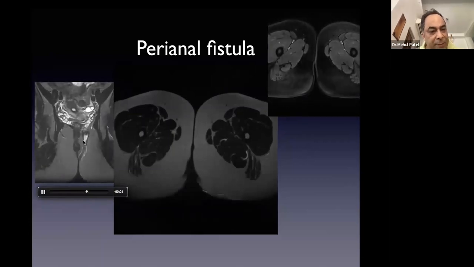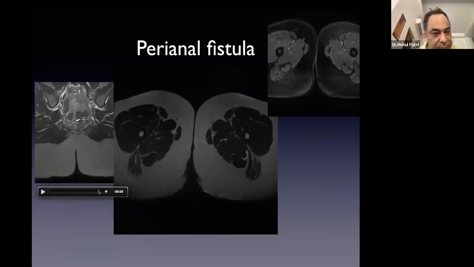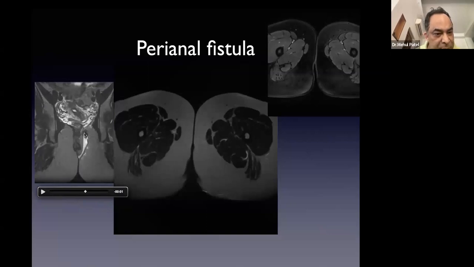Okay, so from here, what we have to work out is: is it turning downwards to open at the dentate line to be a suprasphincteric fistula, or is it going up above the levator plate to open into the rectum to become an extrasphincteric fistula? That is what we have got to identify.